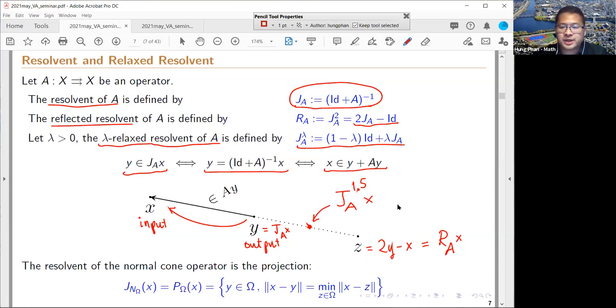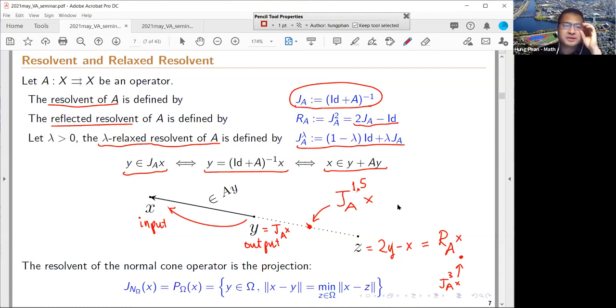If you take lambda equals 3, you would end up at the point outside here, that would be JA with superscript 3 applied to x. The superscript here is not an exponent, it just represents the lambda. We couldn't find another notation that looks better, so for us this looked reasonable. And Ming and I have worked on this relaxed resolvent on several projects.